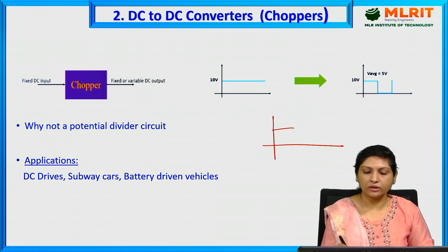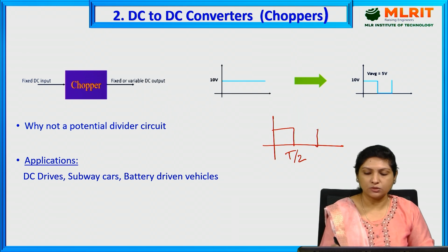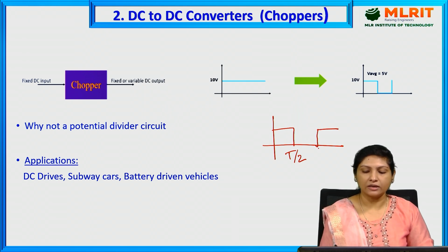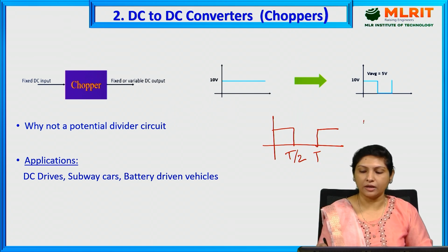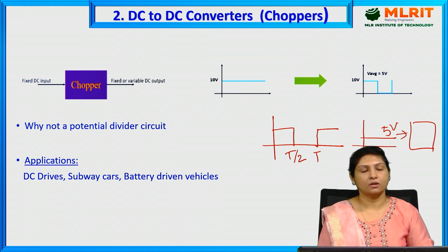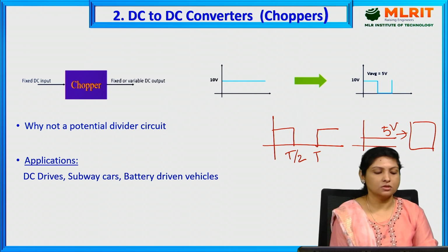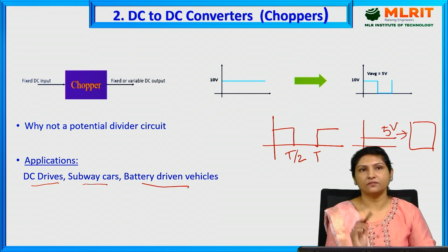where we can control the turn on time, that is, the switch remains on for the period of T by 2 and remains off for the other half cycle. In that case, when a smoothing filter is applied, the average voltage of 5 volts will be fed as the input to the load. And then what are the various applications of choppers? Choppers are used in DC drives, subway cars and battery driven vehicles.